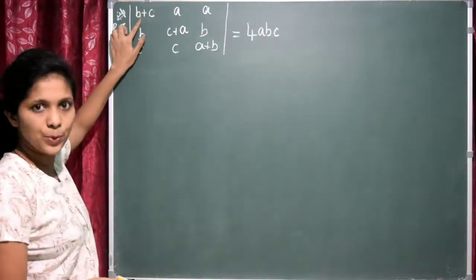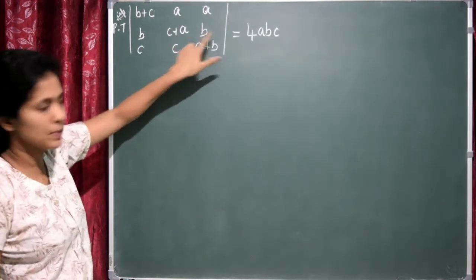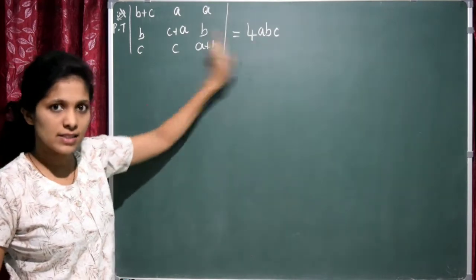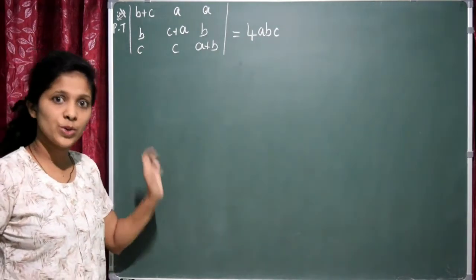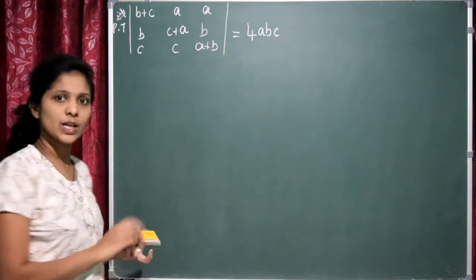It is given: prove that the determinant of [b+c, a, a; b, c+a, b; c, c, a+b] is equal to 4abc. This is one of the important problems. Don't expect more than one question from this concept. Only one will be there, but this is also a repeated question.